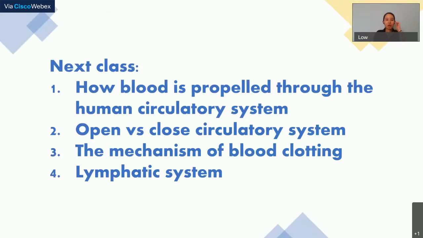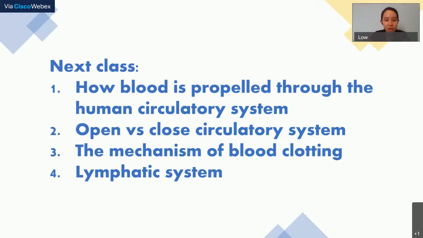What we'll be talking about in the next class is, first, how blood is propelled through the human circulatory system. So we will have an upper part and a lower part. I'm not going to tell you now. The second one is open and closed circulatory system. Just now we mentioned that, right? Open is for invertebrate and closed is for human and animals. We'll talk about details in the next class.